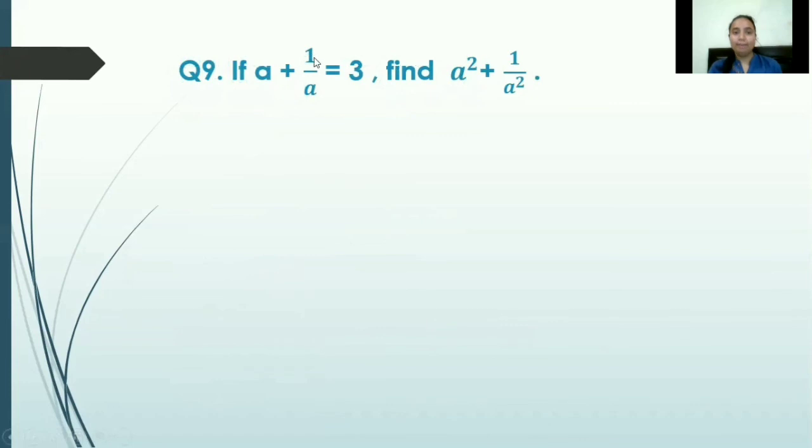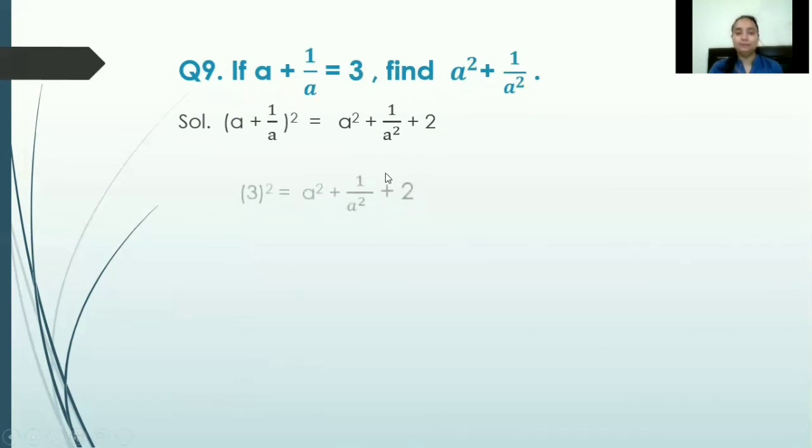Okay, so if a plus 1 by a equals 3, find a square plus 1 by a square. Interesting. See, the last identities that we were using. A plus 1 by a whole square. What is the formula? A square plus 1 by a square plus 2. Okay, now we have to just put values. This value, a plus 1 by a, is 3, given, right?